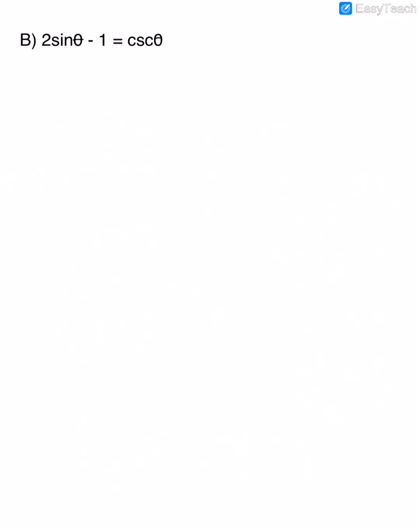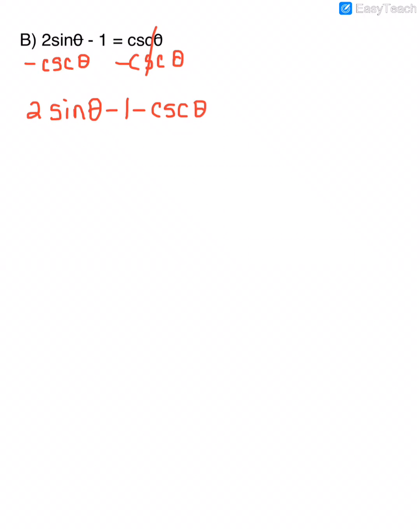Here we have 2 sine of theta minus 1 is equal to cosecant theta. Well, in order to solve this, even though this looks like a linear equation, there are 2 different trig functions. So we can't just isolate the variable. So let's first get everything over to one side of the equation. I'm going to subtract cosecant of theta from both sides of the equation. So I get 2 times the sine of theta minus 1 minus cosecant of theta equals 0.